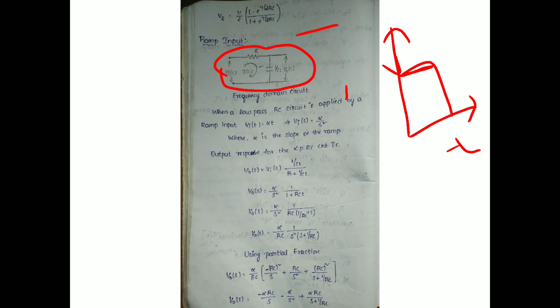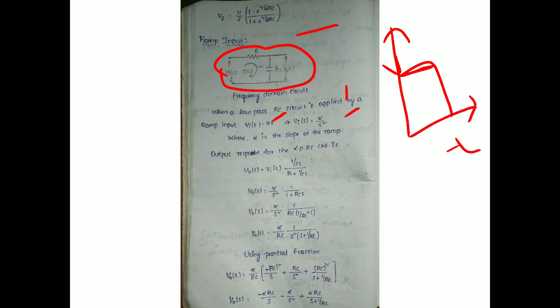So let us apply the ramp input to the low pass filter, so that Va of t is equal to alpha t. Here alpha is the slope. Va of s is equal to alpha by s square in the frequency domain, where alpha is the slope of the ramp. We are applying the ramp signal, Va of t equal to alpha t, to the low pass circuit, and we have to observe the output response.